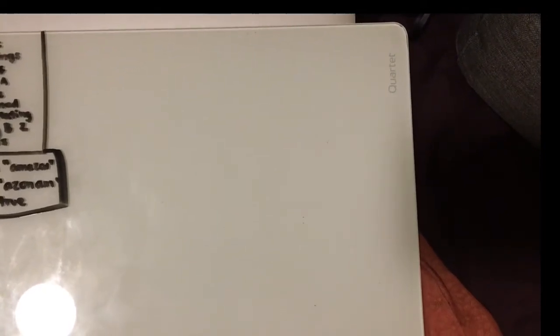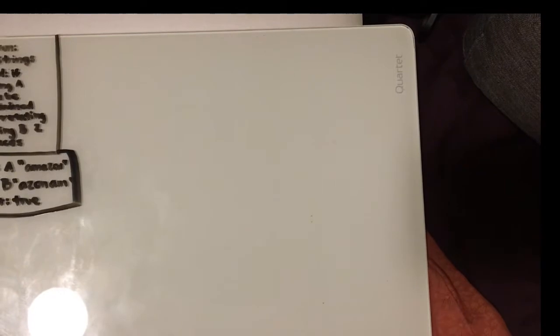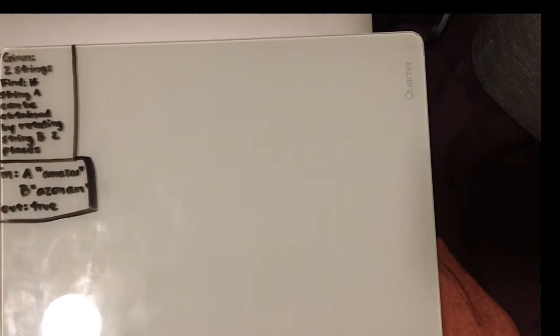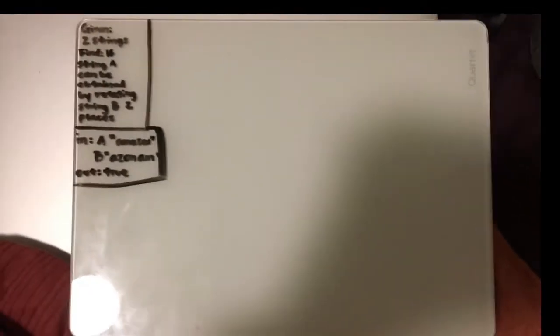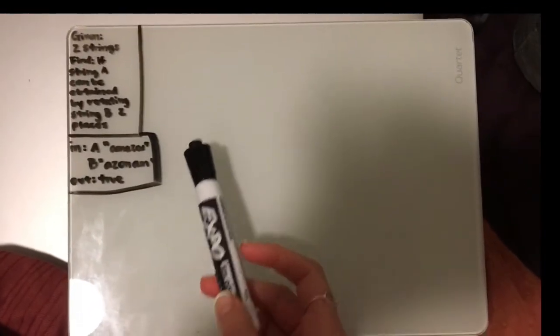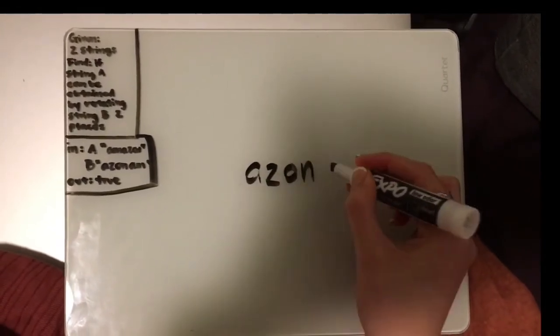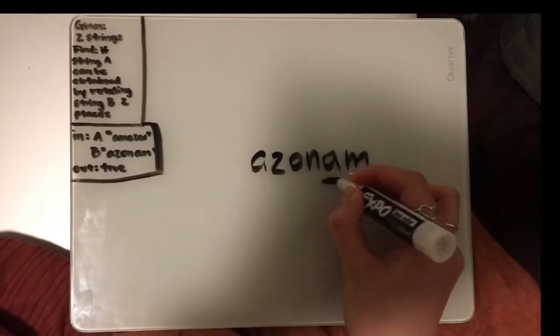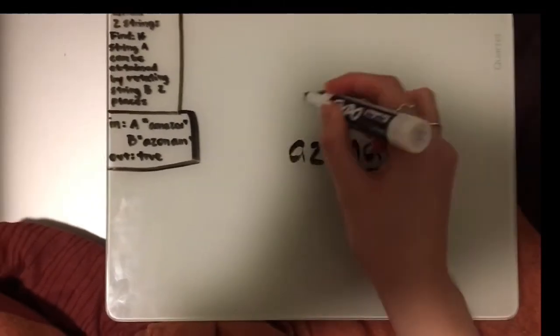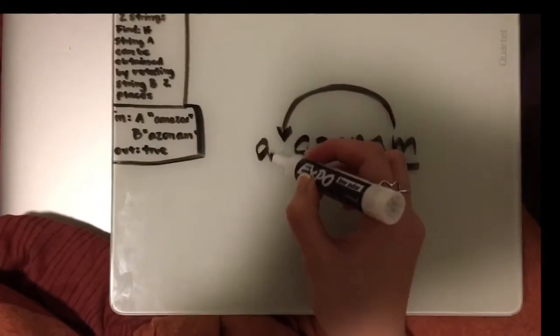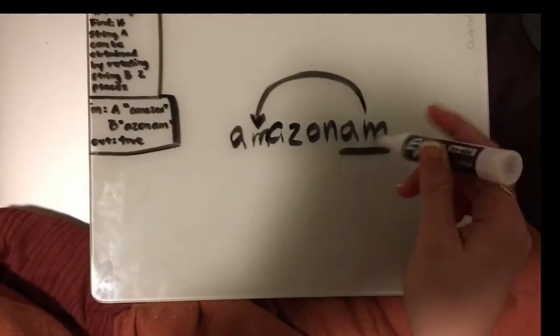For this problem, we're given two strings, and we have to check if string A can be obtained by rotating string B two places. So we're given the example, if string A is Amazon and B is AZONAM, then the output is true because, AZONAM, you take this and move it here, it is Amazon.